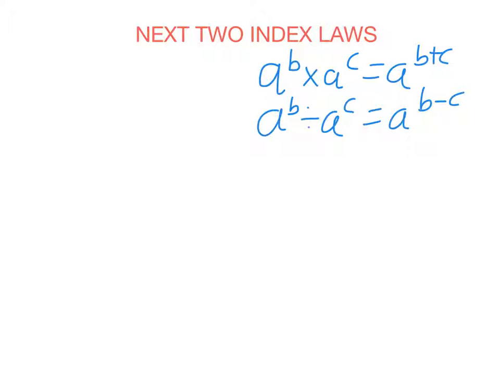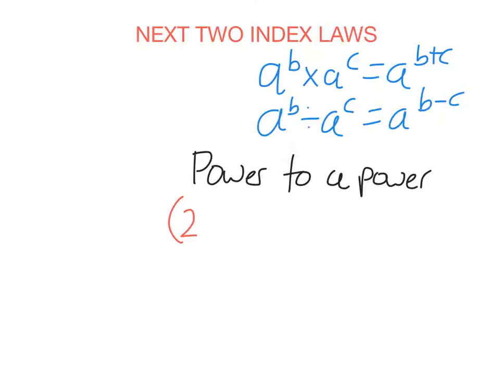The first law we're going to look at is raising a power to another power. This type of example will have two powers in it. Let's look at something like 2 to the power of 3, and I want to raise that to the power of 4. So there are two indices, or two powers. I know that if I raise anything to the power of 4, it just means times by itself 4 times. So this would be 2 to the power of 3 times by itself 4 times.